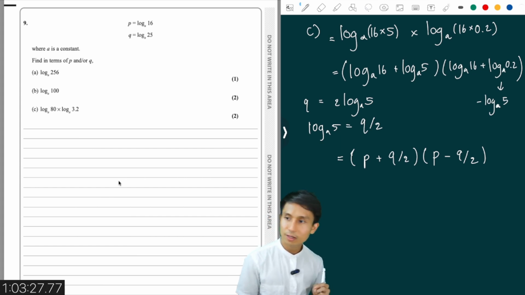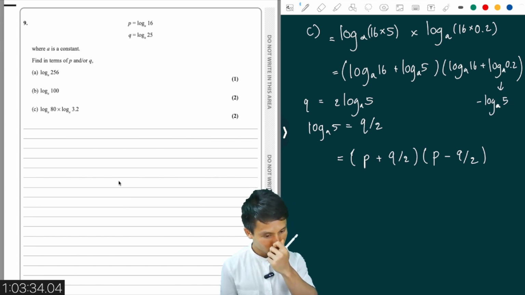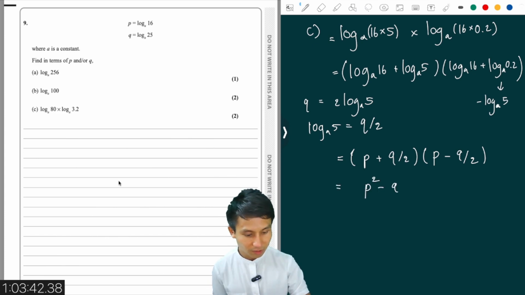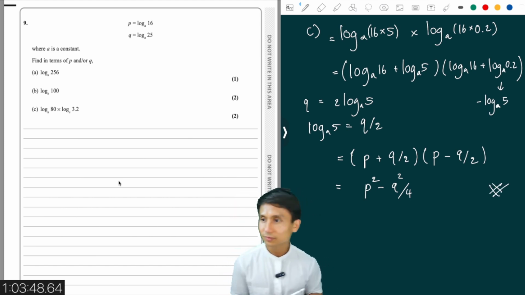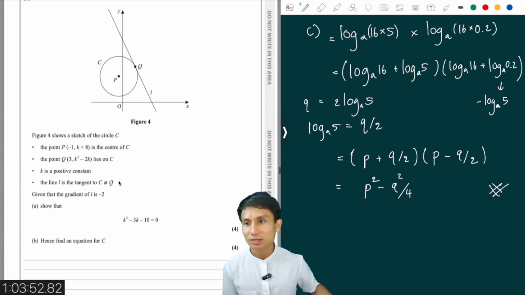Okay? Yeah, this is not easy actually. You're going to have to have a good foundation of log properties. So yeah, the log base A of 5 is Q over 2, but minus would be minus Q over 2. And this is difference of squares, so P squared minus Q squared over 4 if you multiply them all out. And that is the answer there. Okay? Yeah. All right, on to question 10.